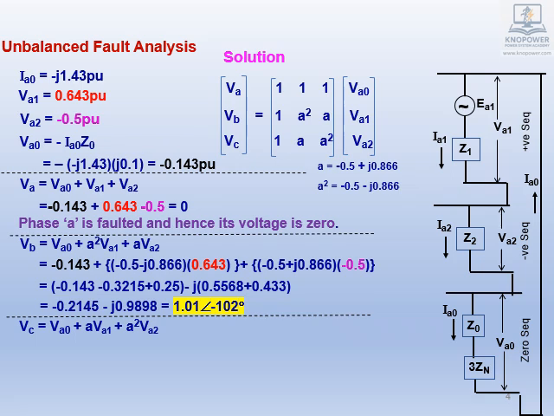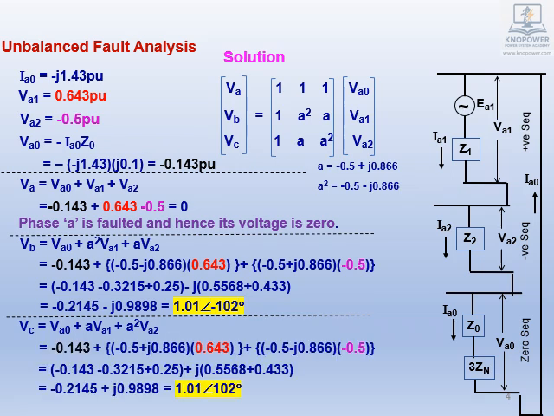Now we will consider the third equation of matrix. VC equals VA0 plus a VA1 plus a square VA2. Substituting the values, and after simplification, we get VC equals 1.01 angle plus 102 degrees. The positions of phases VB and VC are as shown.